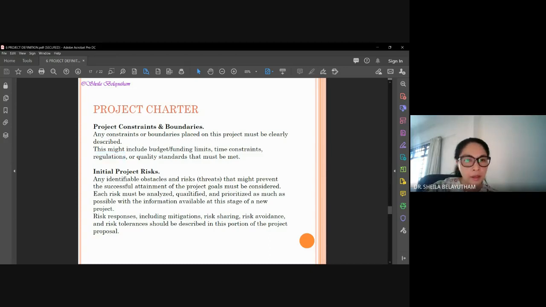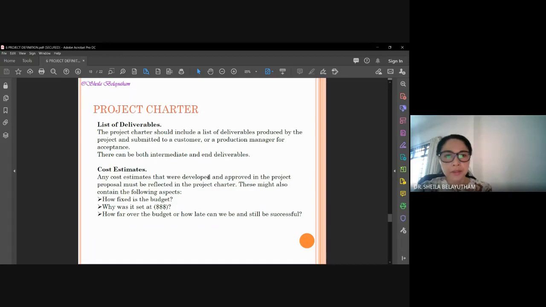And then the next is the list of deliverables. The project charter should include a list of deliverables produced by the project, submitted to a customer or production manager. The list of deliverables will be the list of outcomes, the output. This could be intermediate or end deliverables. Intermediate is when you have an output that you need to pass on to the next subcontractor, for example. The end will be the final one given back to the client.